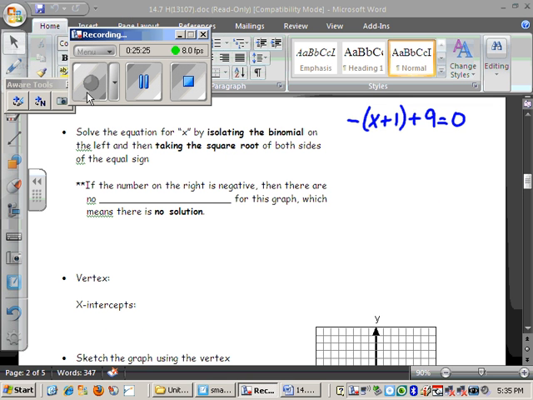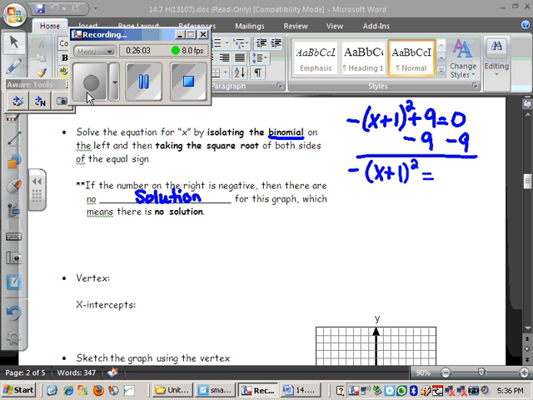Now I'm going to solve the equation for x, and I'm going to do that by isolating the binomial on the left, and then taking the square root of both sides of the equal sign. If I have a negative sign on the right side of my equation, I need to remember that that will mean I have no solution. So the first thing I'm going to do is subtract 9 from both sides. And I will have negative x plus 1, that should be squared, is equal to negative 9.